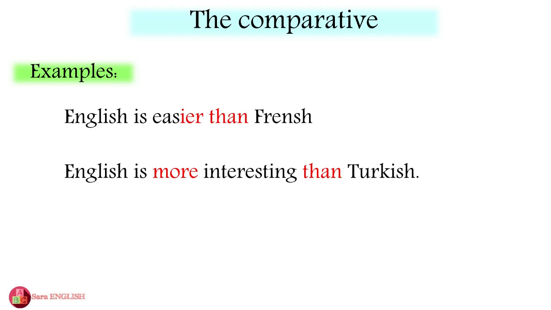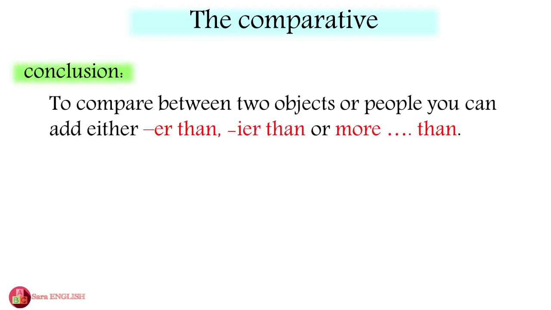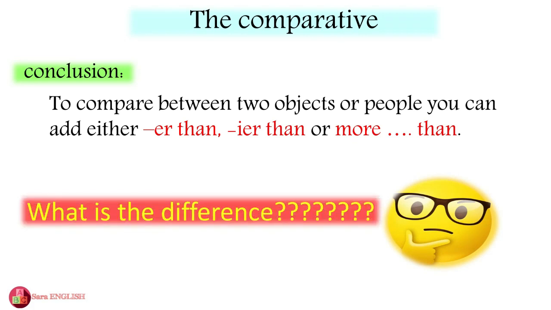Okay, so here you think, what is the conclusion? The conclusion is that to compare between two objects, two people or two things, you can add either ER at the end of the adjective plus than, or IER at the end of the adjective plus than, or you can write more plus the adjective as it is plus than. So the question is, what is the difference? How can we know when to add ER or IER at the end of the adjective, or just write more plus the adjective plus than? Don't worry guys, I'll answer that.